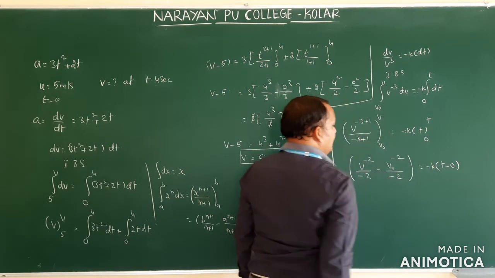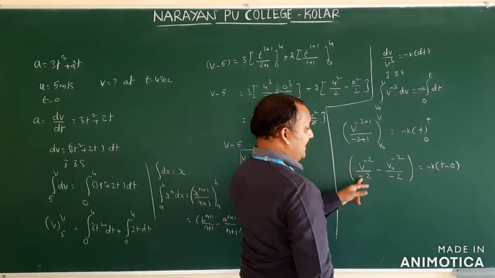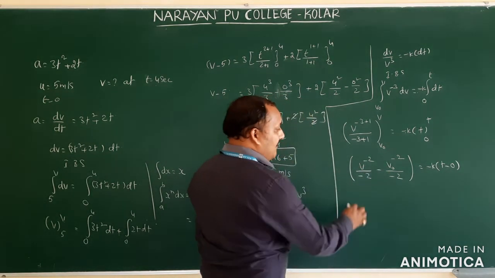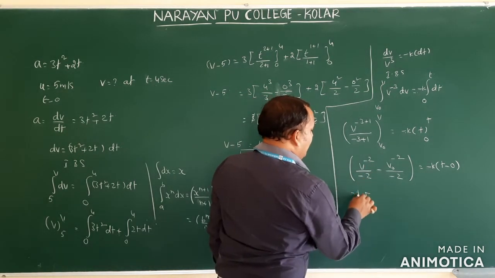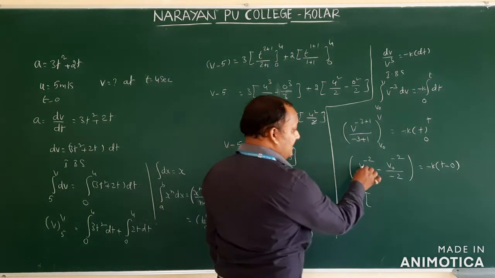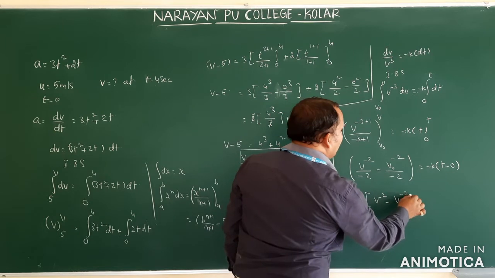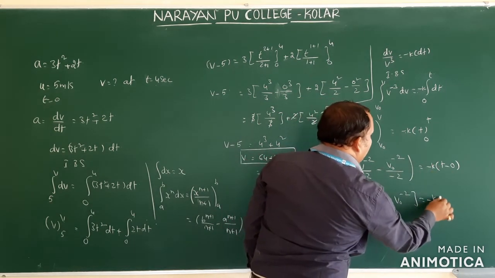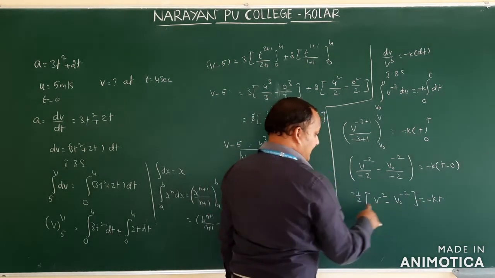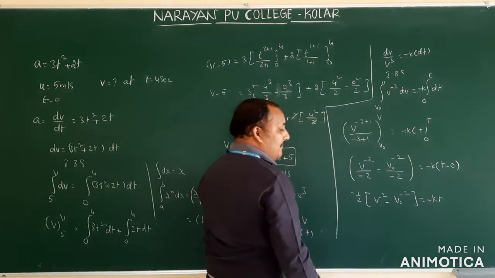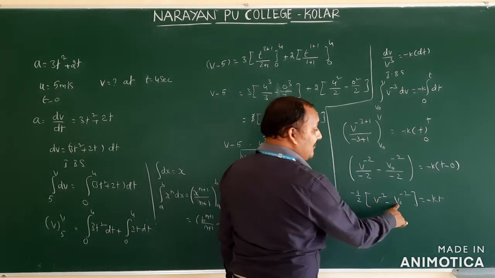First we have to substitute upper limit. T minus 0. So here, what is common here? 1 by minus 2 common. So here v square is there, isn't it? So minus 1 by 2 is common. V power minus 2 minus V naught power minus 2 is equal to minus k t. So this minus will be cancelled. This 2 will be going this side. This is divided, here it is going to multiply. So 2k. Here they are asking velocity in terms of V naught.